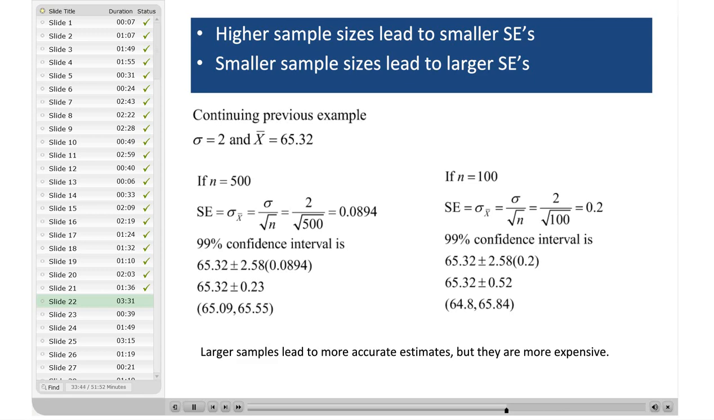But the one on the right says it could be anywhere from 64.8 to 65.84. We don't have as good of an estimate on the right as we do on the left. We're going to have a bigger margin of error on the right. We're going to have a bigger confidence interval length.